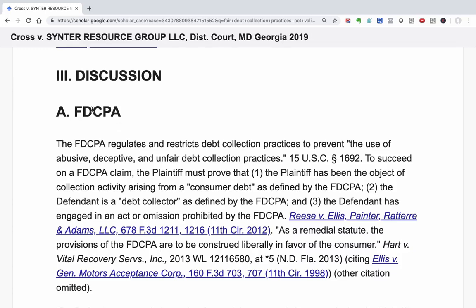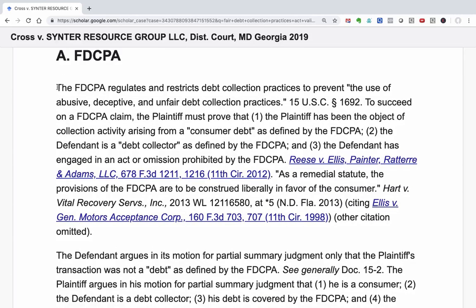So let's get into the actual law. The FDCPA, and this will be familiar if you've seen our other videos. Section 1692 is the purpose of the law. It's to prevent the use of abusive, deceptive, unfair debt collection practices.